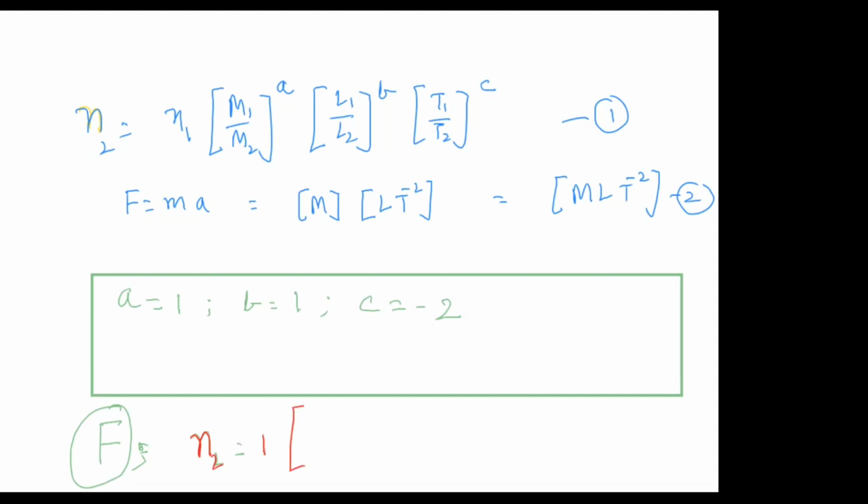M1 is your 1000 gram. This is 1 gram. A is your 100 upon 1. This is again B 1. And then 1 upon 1, C is your minus 2. So what we are getting now? N2 equals to 1. Here you are getting 10 to the power of 3. Here you are getting 10 to the power of 2. That means this is equal to 10 to the power of 5.